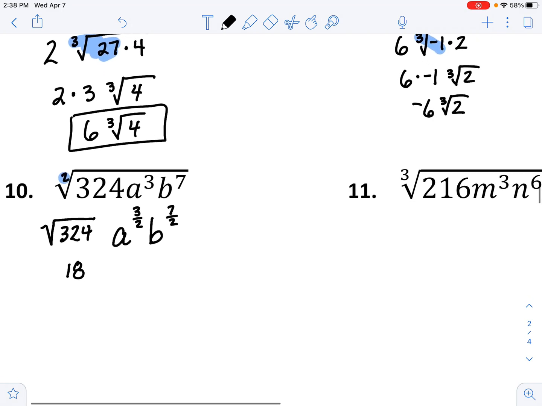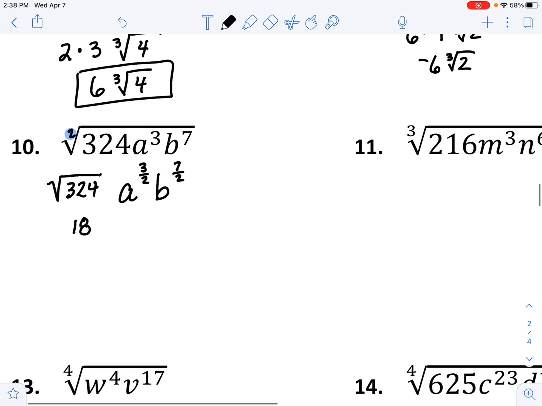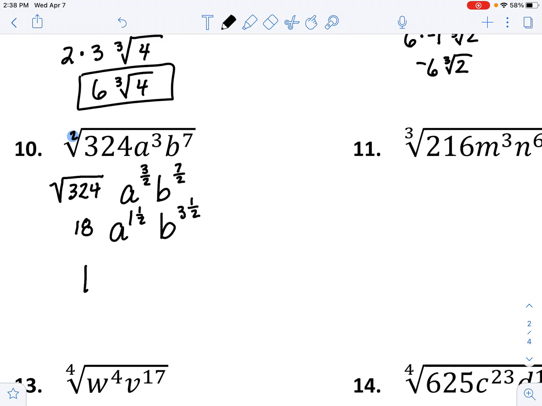And then if we rewrite those as mixed numbers, 3/2 is equal to 1 1/2 as a mixed number. 7/2 is equal to 3 1/2 as a mixed number. So then writing this into radical form would be 18a to the first, b cubed, and then this is the square root of ab. Now how did I get that?